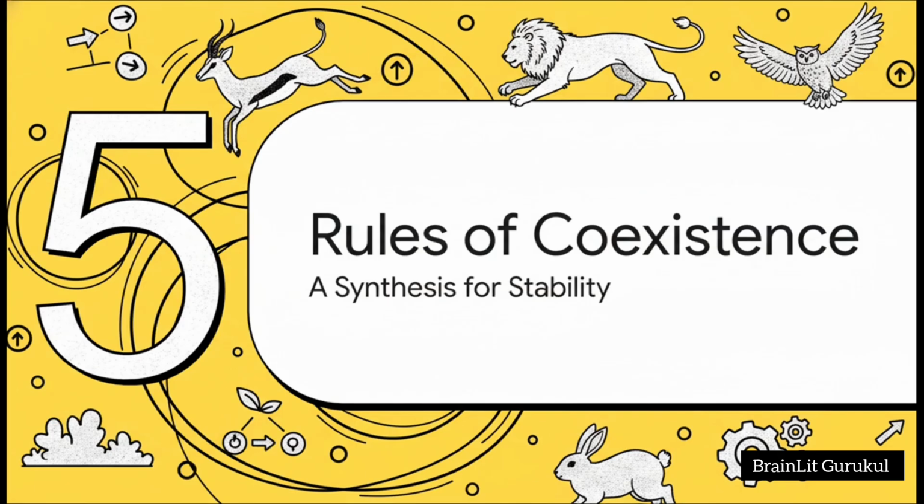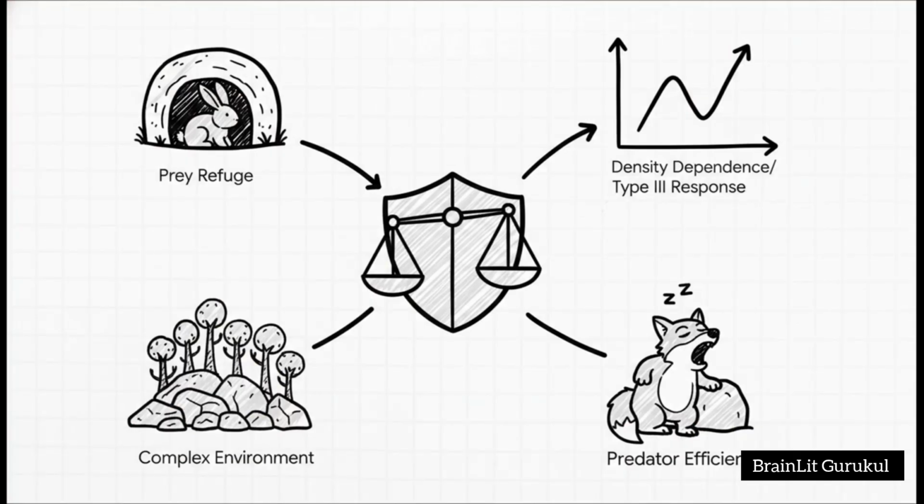Okay, let's bring this all home. In this last section, we're going to synthesize all these ideas into a clear set of rules for how predators and prey manage to stably coexist. So what's the magic recipe for stability? Well, it's a mix of things.